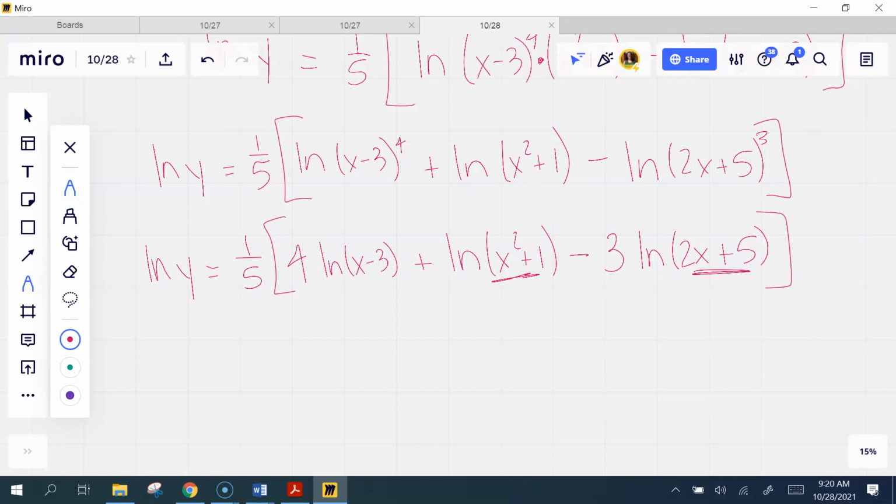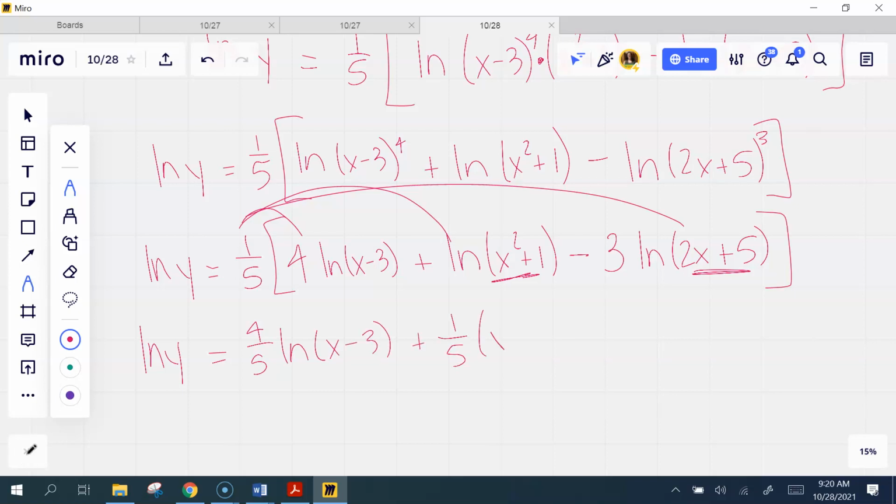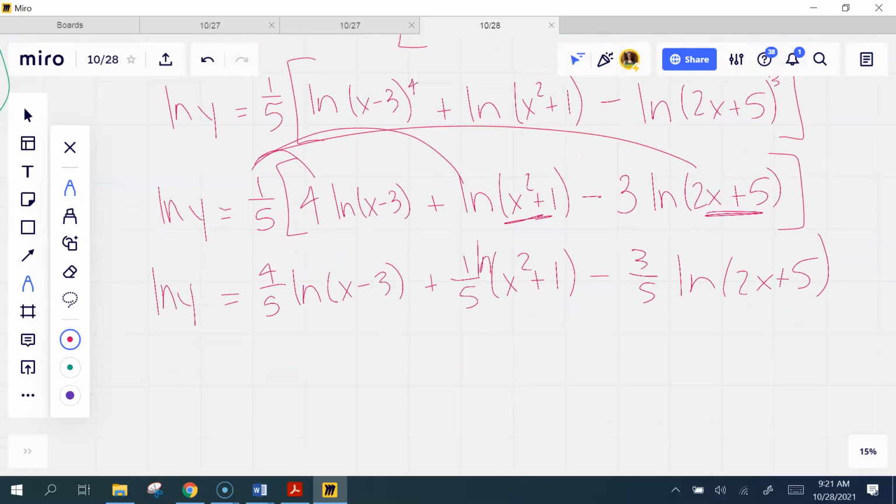Now, if it helps you to see it, if you want to take this 1/5 to all these pieces, you can. So that it's log y equals 4/5 log of x minus 3 plus 1/5 log of x squared plus 1 minus 3/5 log of 2x plus 5. Oops, that's a log there, sorry. I just took that 1/5 through. You don't have to. It kind of helps you see where things are coming from. Now let's derive both sides.